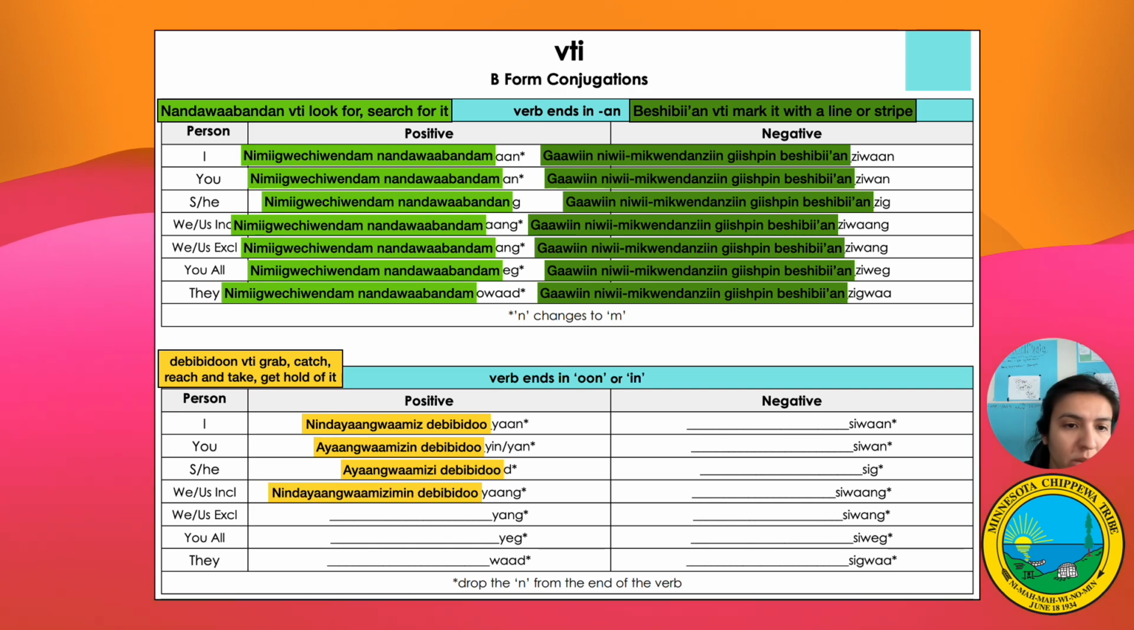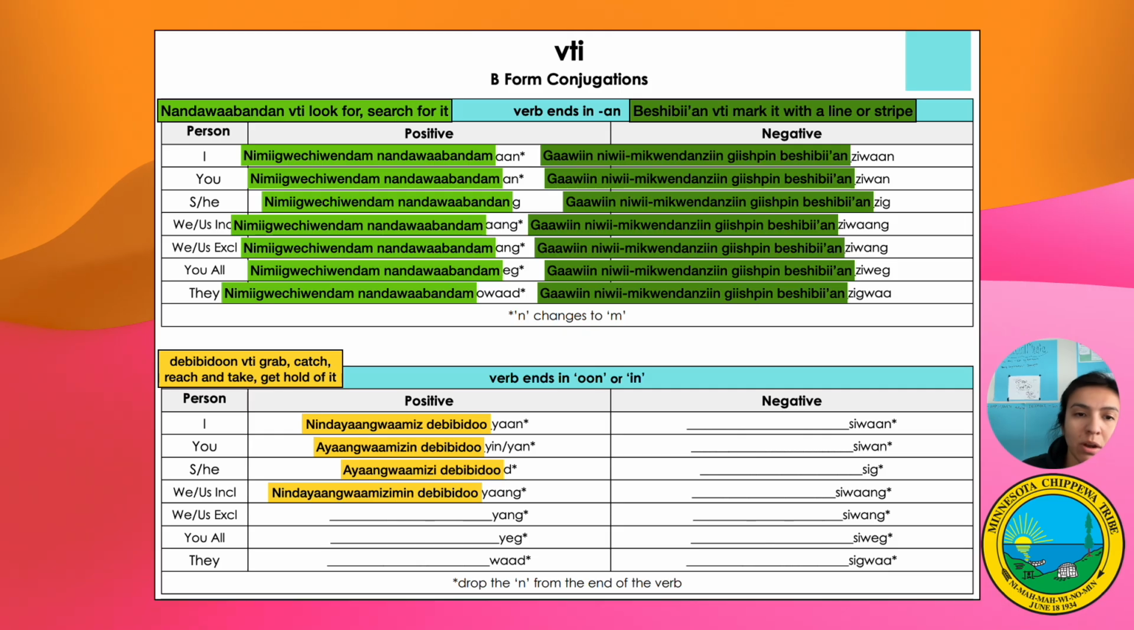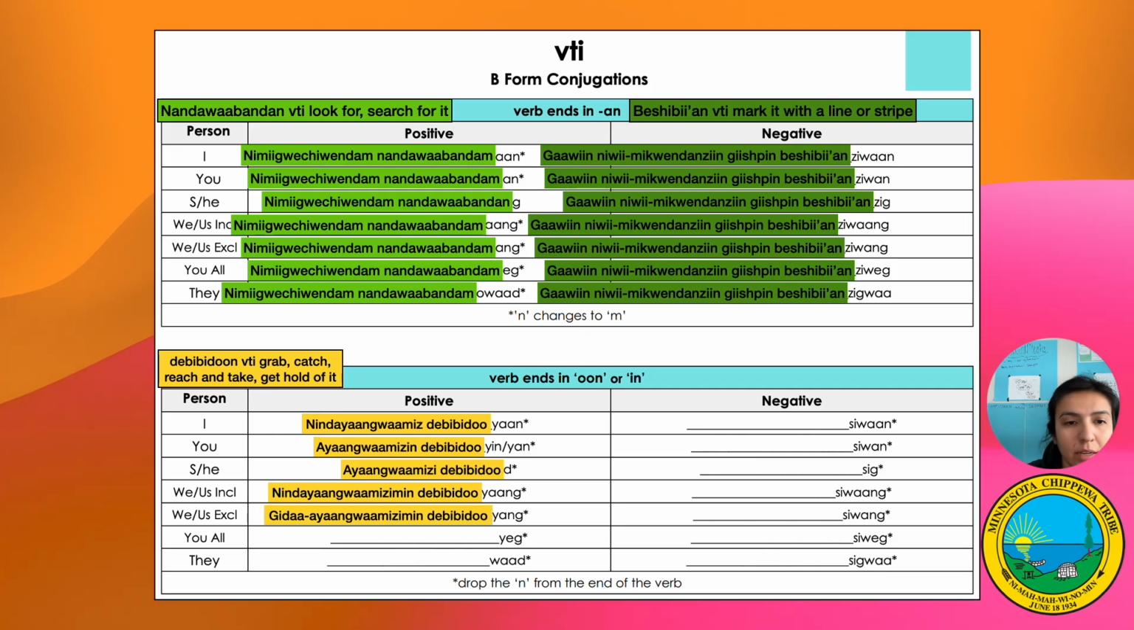Nindayangwamizimin debibiduyang. Note the long suffix for the B form and the ni prefix, and that's conjugated in A form, and the verb is ayangwamizi, so we have to add the ni and the min at the end for it to make sense. Gida ayangwamizimin debibiduyang. We must be careful when we're grabbing it.